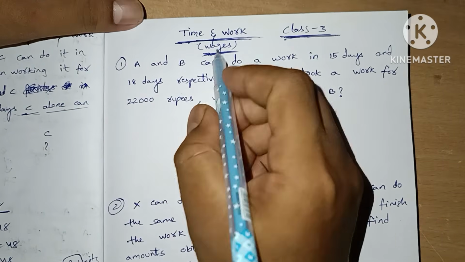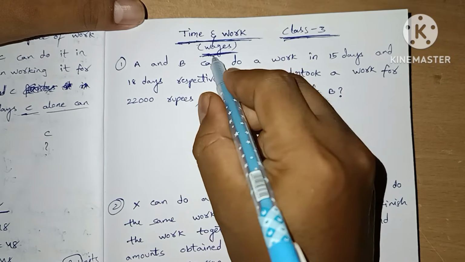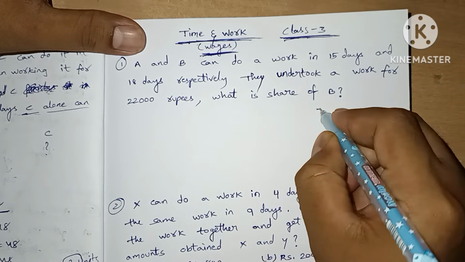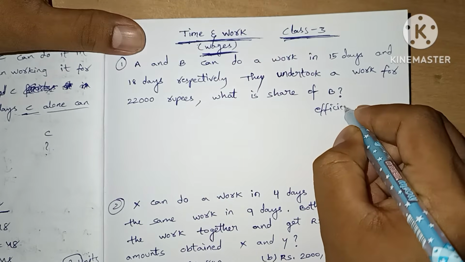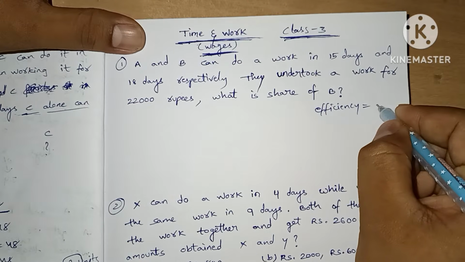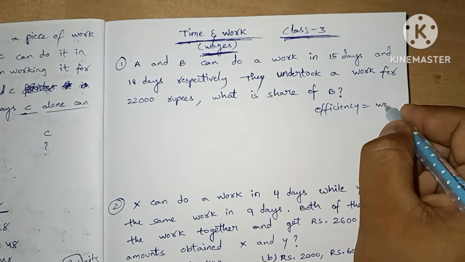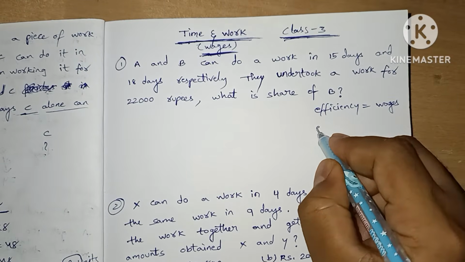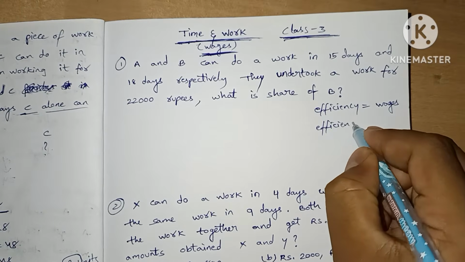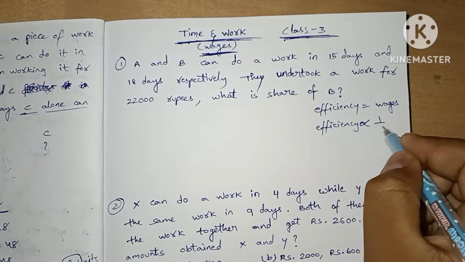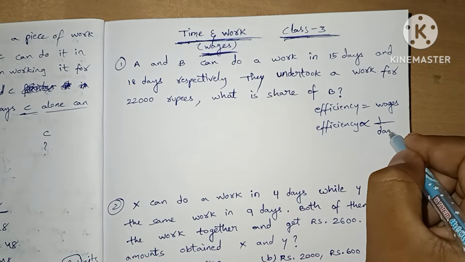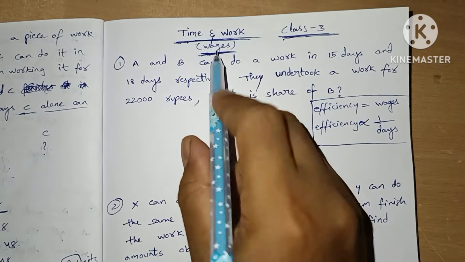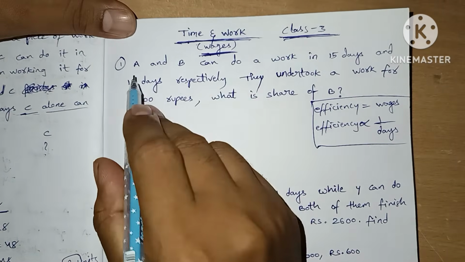Let's see what the concept is. Wages will be shared between the persons according to their efficiencies. So efficiencies are nothing but the wages ratio. Efficiency is inversely proportional to days. These are the main concepts we need to remember for the concept of wages. Let's start with the question.